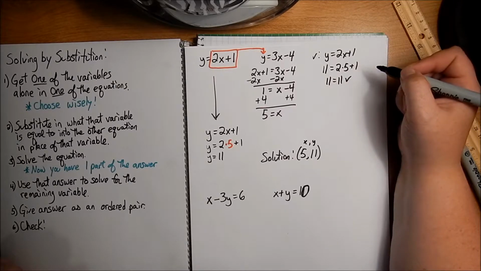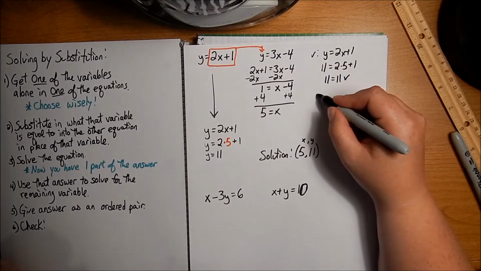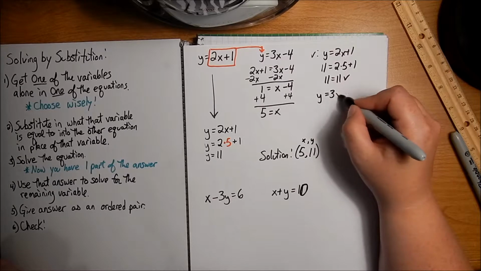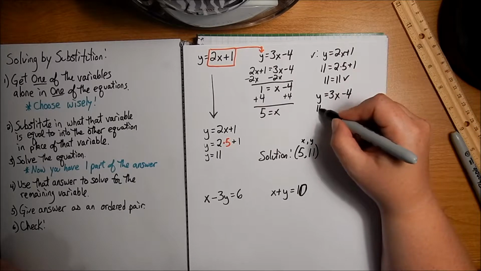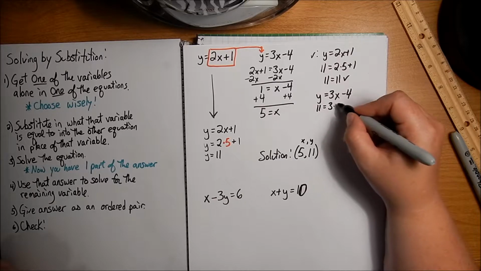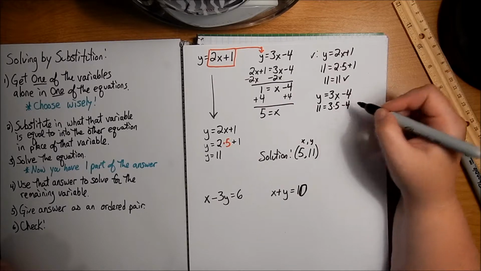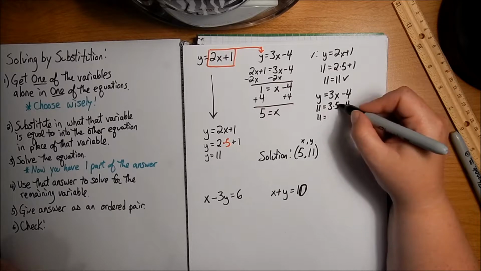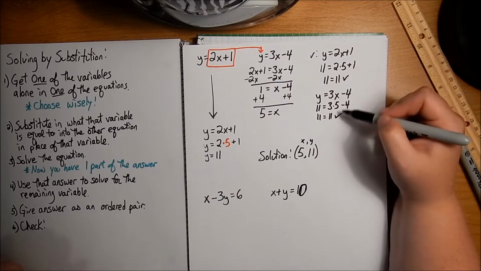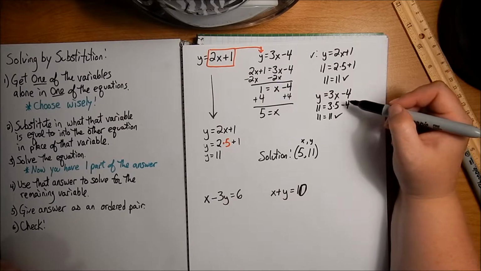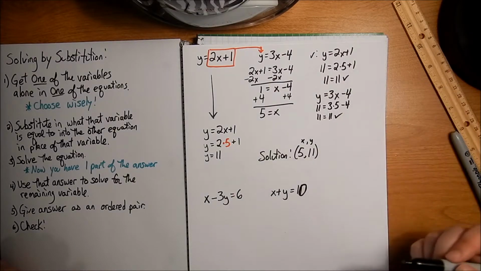So I know it works in the first one. Now I got to try the second one. You always have to try both. So again, let's plug in 5 and 11. Is 11 equal to 3 times 5 minus 4? Well, 3 times 5 is 15, and 15 minus 4 is 11. So, since I have verified that it works in both of my original equations, I know for a fact that that's my answer.